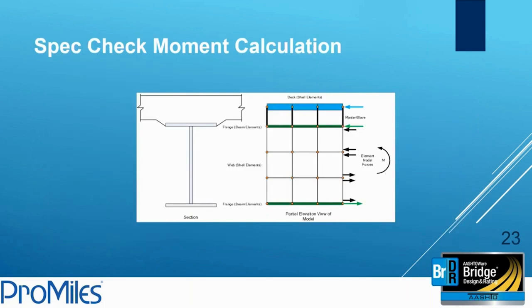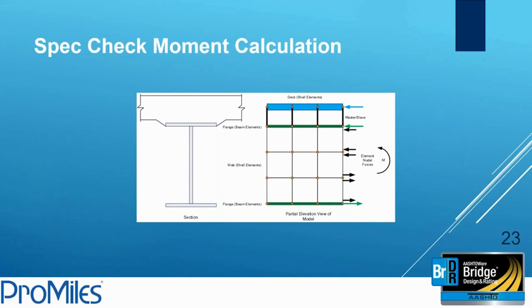Okay, so after we are done with the 3D analysis, we have the shell element, we have the beam element, but our end goal is to do a spec checking on the model, or do a rating on the model, or do an LRFD design review on the model. So what happens is, after the 3D analysis is done, we have to transform the 3D analysis moment from a 3D moment to a 2D moment.